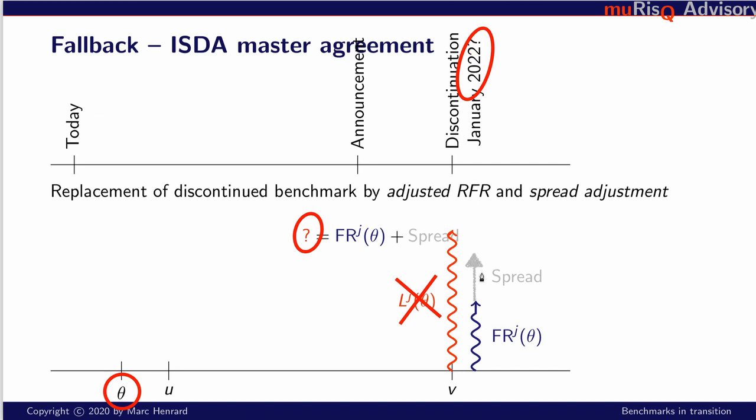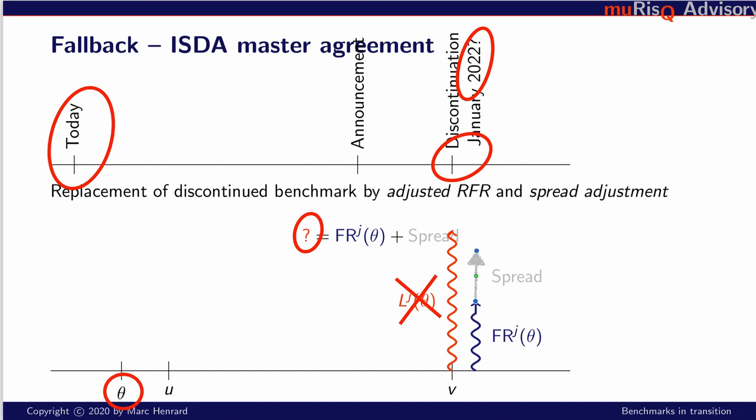Now, this is not clear what that means, because when should I look at that? Should I look at it from today, or from the discontinuation, or from the fixing date? You may have something which looks fair from today, but when we come to the fixing, it's not fair anymore. So it's not even clear what absence of value transfer means. But in all cases, I'd like to have this spread to be in line with what should have been the LIBOR.